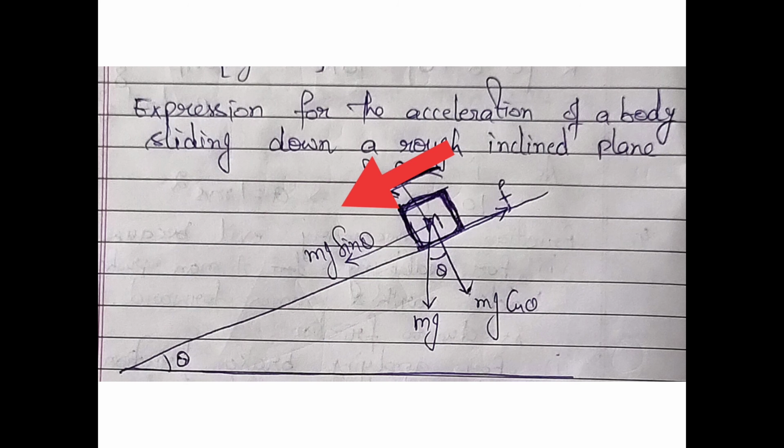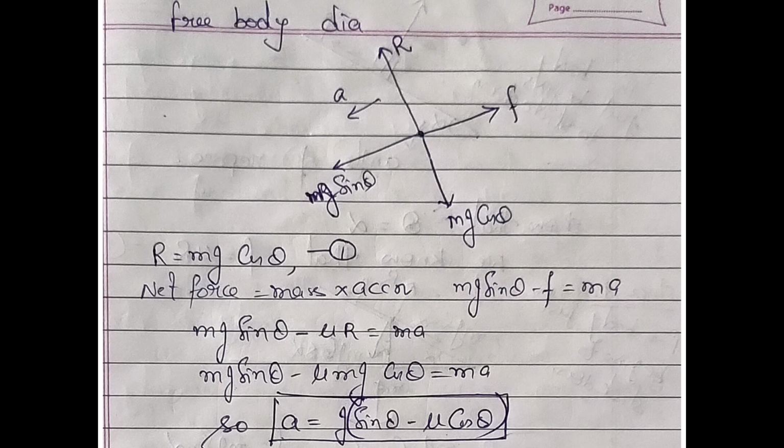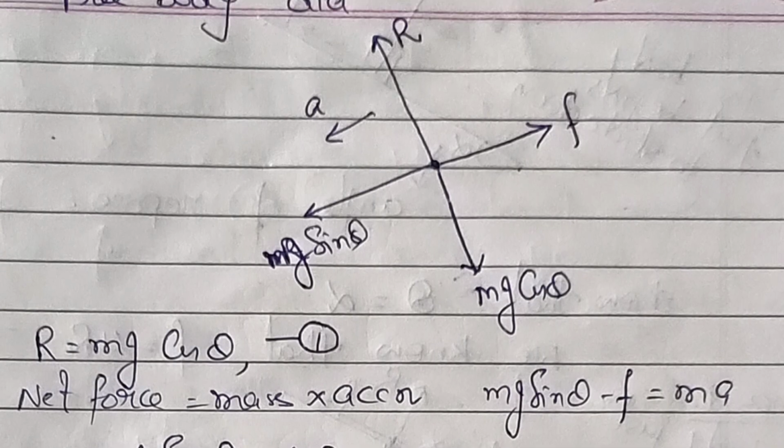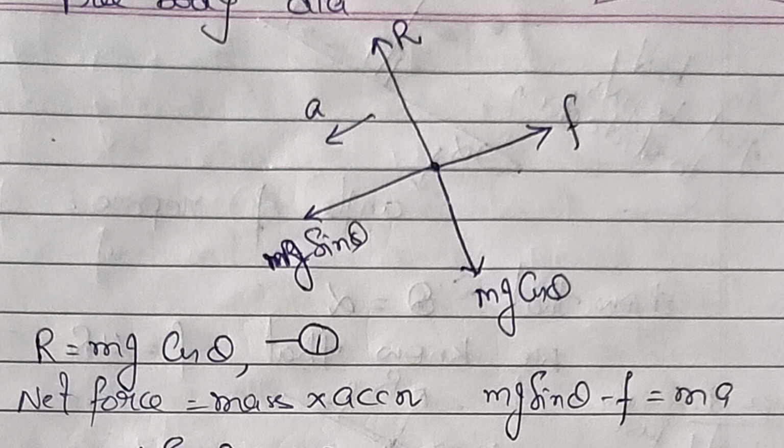Now let us find the expression for the acceleration of a body sliding down a rough inclined plane. I have considered a body moving down an inclined plane at an angle theta, weight mg, resolved into two components, mg cos theta and mg sin theta. Have a free body diagram. But in the last article, we didn't consider the acceleration. Now we are considering the acceleration. So the equations will change.